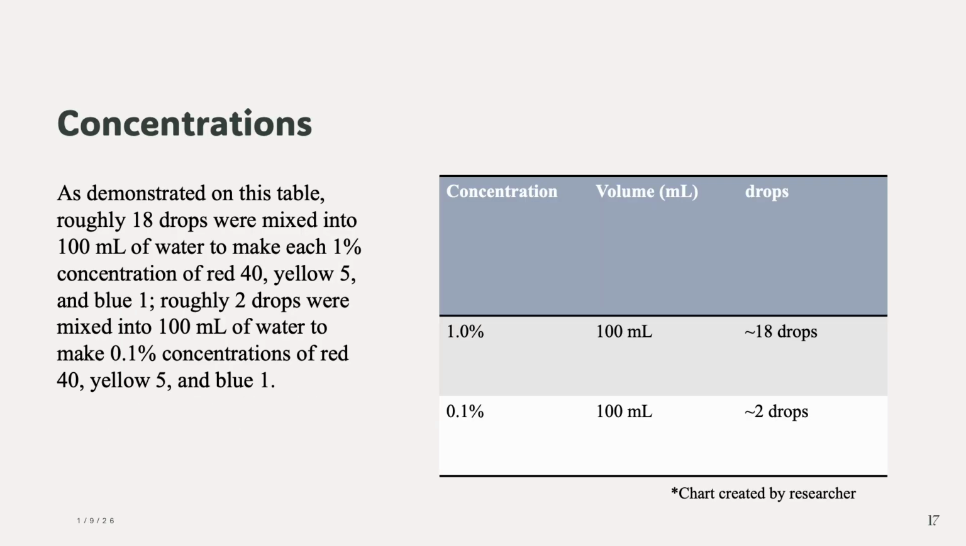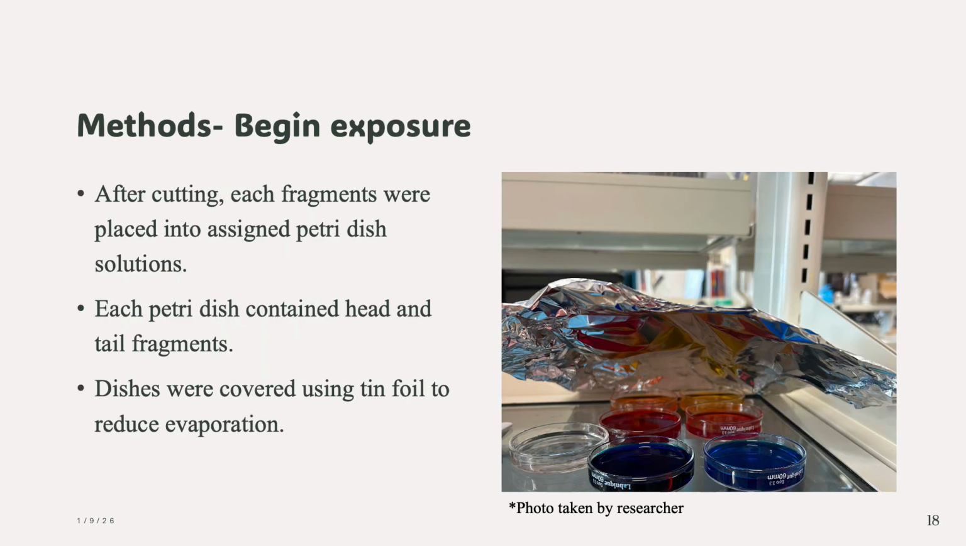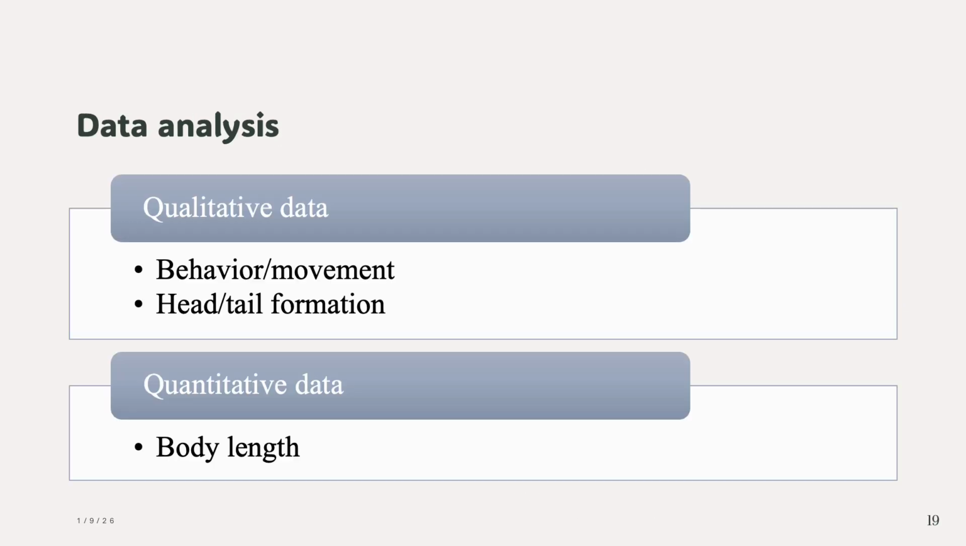Concentrations of 1% dye was measured using 18 drops and 0.1% used 2 drops, each in 100 milliliters of water. Dishes were covered using tinfoil to reduce evaporation. Data was analyzed by the movement, formation, and body length.